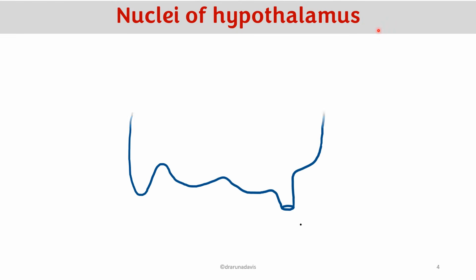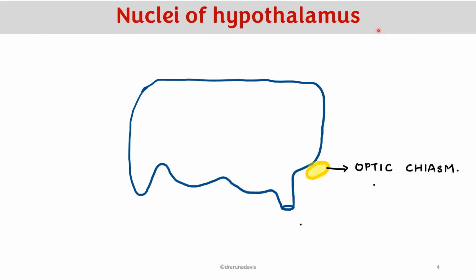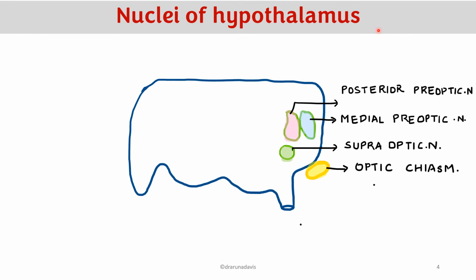So this is a rough outline of the hypothalamus, and here you've got the optic chiasm, right? The nucleus just above this optic chiasm is the supraoptic nucleus, and then we've got the medial preoptic nucleus and the posterior preoptic nucleus. So supraoptic, preoptic, medial preoptic and posterior preoptic. Then we've got the paraventricular nucleus. So that is one group of nuclei.